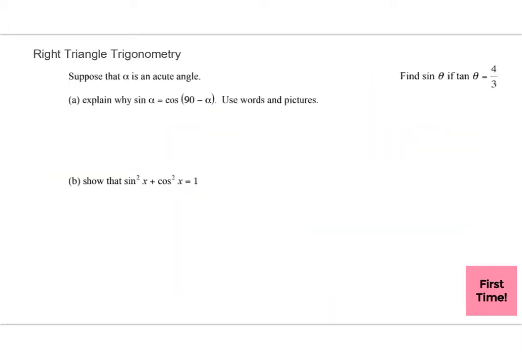Next up, we've got some right triangle trigonometry stuff. And here you're asked to do some reasoning. We have an idea that sine of alpha is equal to cosine of 90 minus alpha. And we're trying to figure out why that's true. So let's make a triangle. And I'm going to call this alpha. And if this is a right triangle, the angles have to add up to 180. Let's figure out what the third angle is.